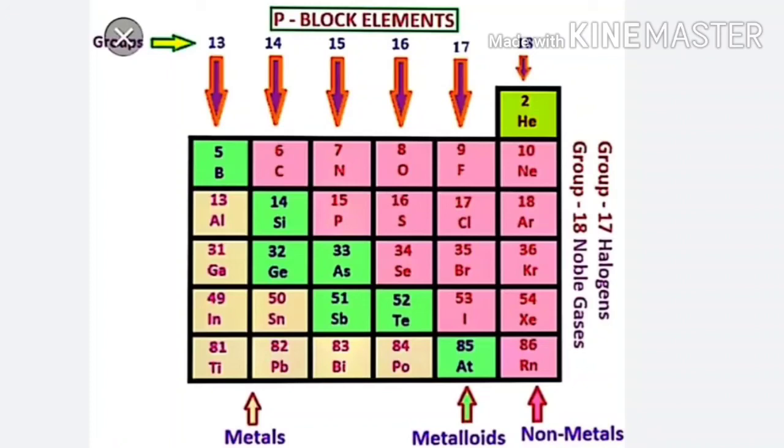HClO4, perchloric acid. Now HBrO4, that is perbromic acid. Now HIO4 is periodic acid.